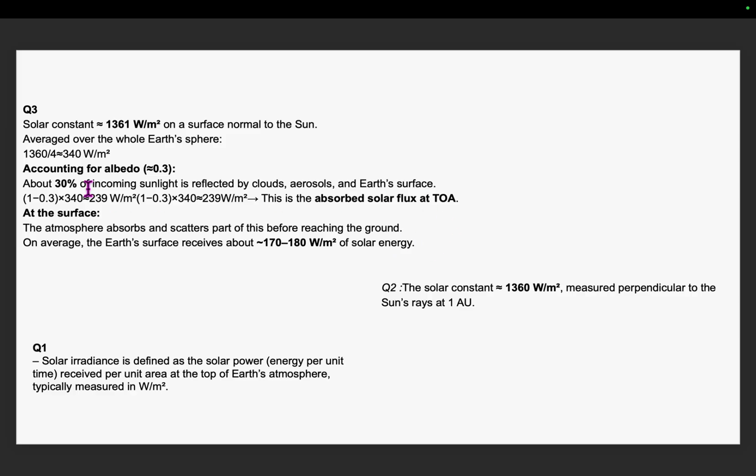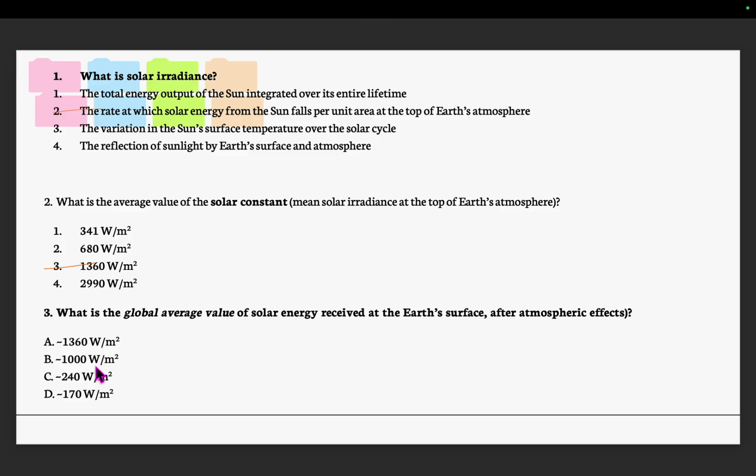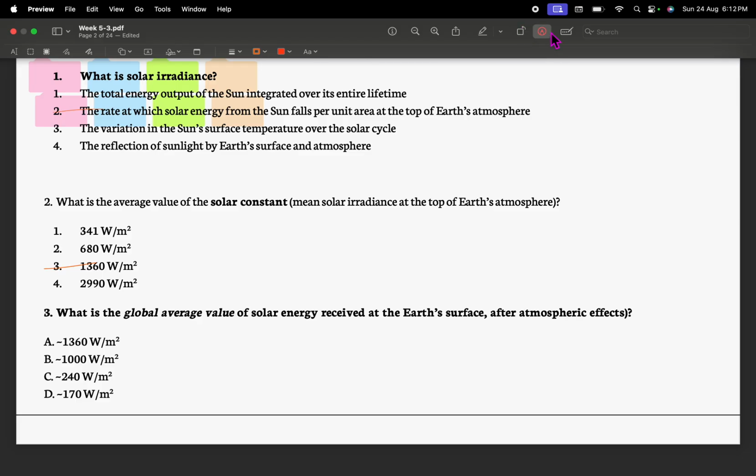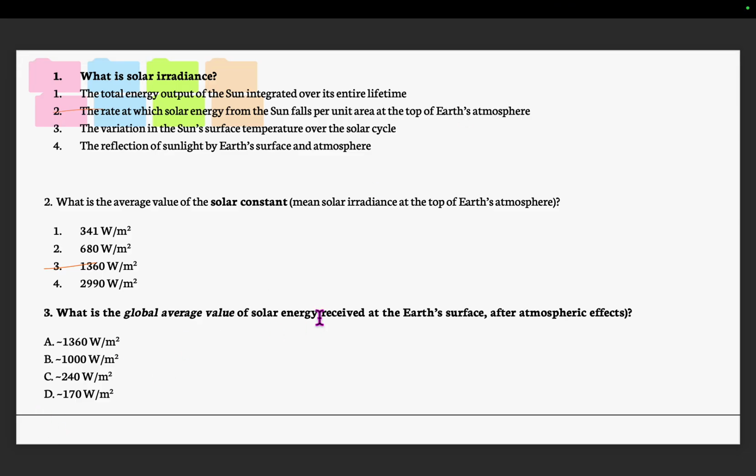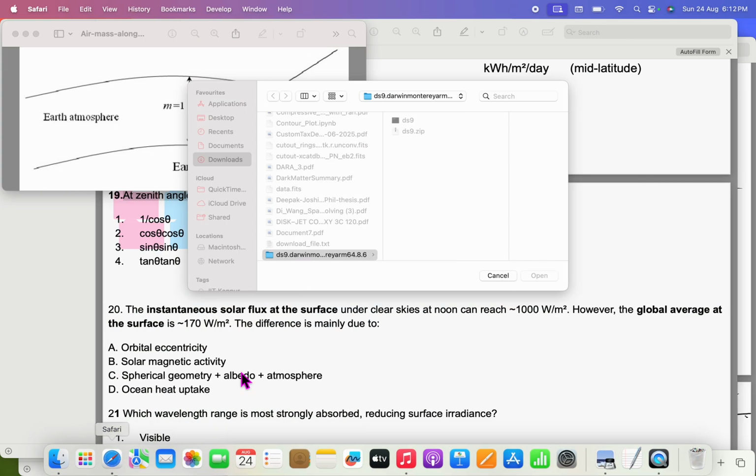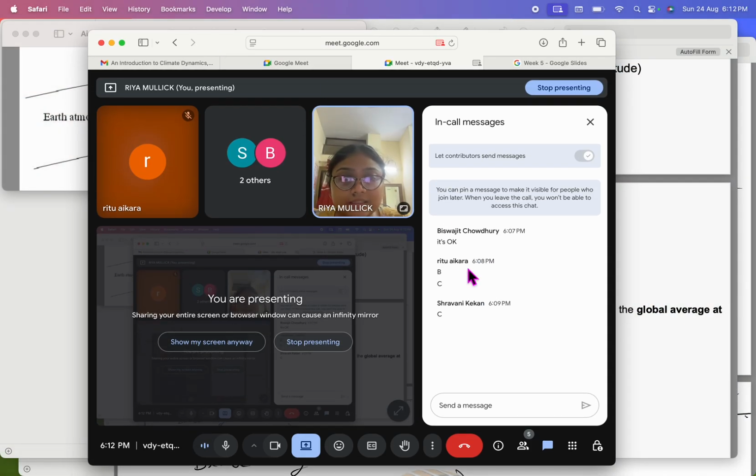And at the surface it should be lesser than 240 watt per meter square, because the atmosphere absorbs and scatters a part of it before it reaches the ground. So due to that calculation, the Earth's surface receives about 170 to 180 watt per meter square of solar energy. Therefore, for question 3, option D is correct. Now, if you have any question or doubt, you are free to interrupt me.